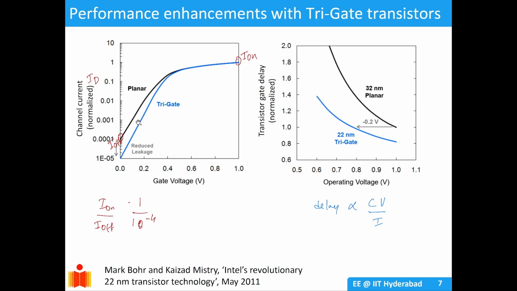So for performance enhancement with tri-gate transistors, you can see that with planar transistors the off current was 10 to the minus 4. With tri-gate the off current became 10 to the minus 5, while the on current remains the same. So it reduces the off current leakage, and it also reduces the gate delay due to much better gate performance.